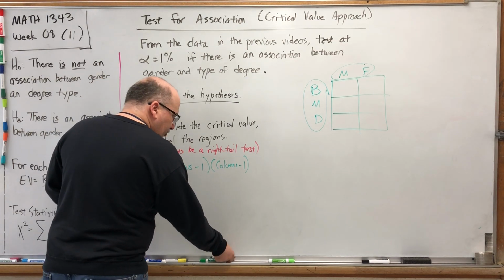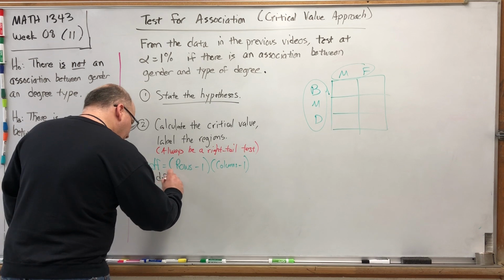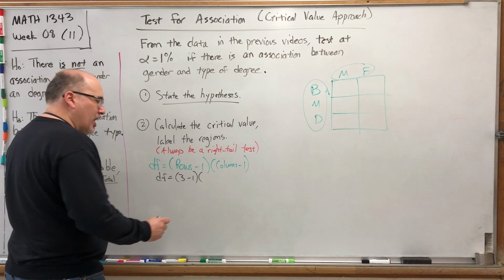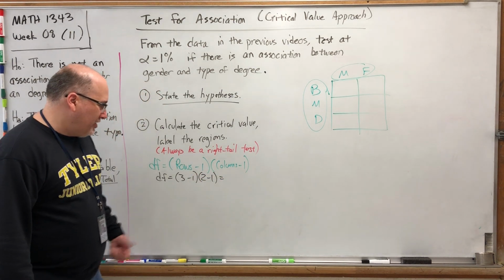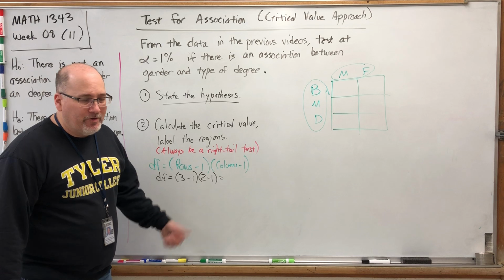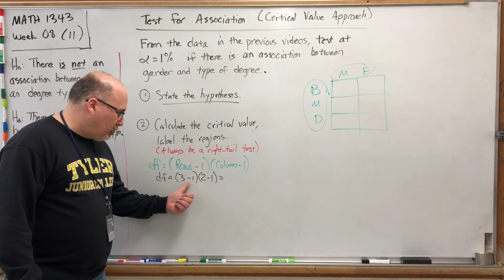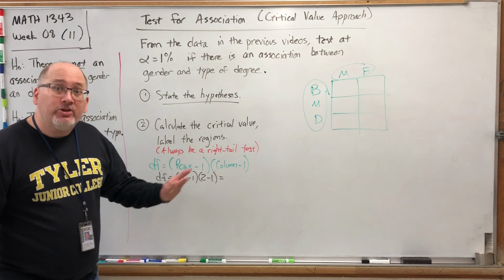So for this particular contingency table, we have 3 rows, so 3 minus 1, and we have 2 columns, so 2 minus 1. Now some of you are going to get cute and try to do an algebra move. You're going to try to FOIL this. Stop that. 3 minus 1 is 2. 2 minus 1 is 1. 2 times 1 is 2.